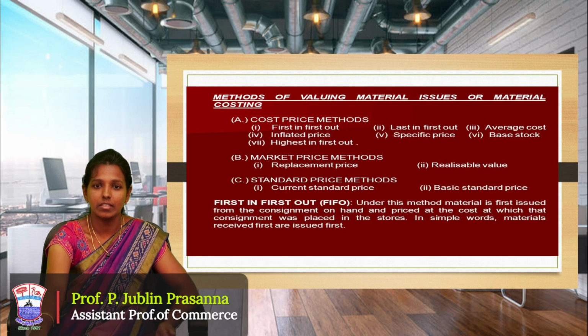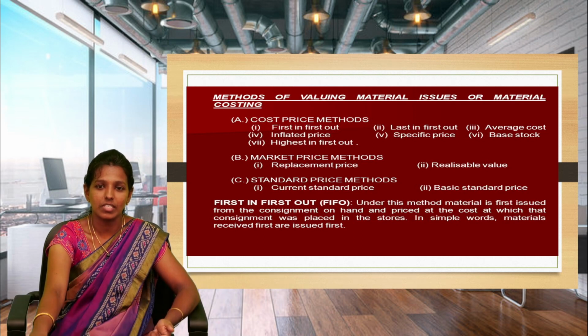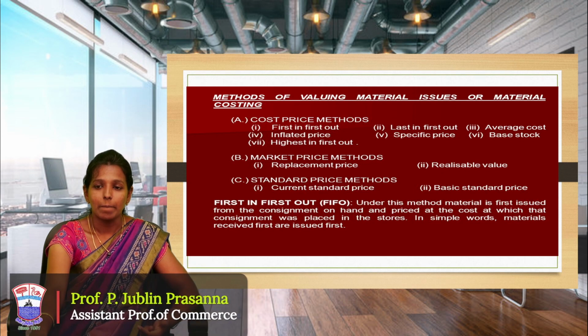So there are different methods to value the issue of materials. They are classified under three heads: cost price methods, market price methods, and standard price methods. Under cost price methods there is the first in first out method, last in first out method, average cost method, inflated price method, specific price method, base stock method, and highest in first out method. So there are 7 categorizations under the cost price methods.